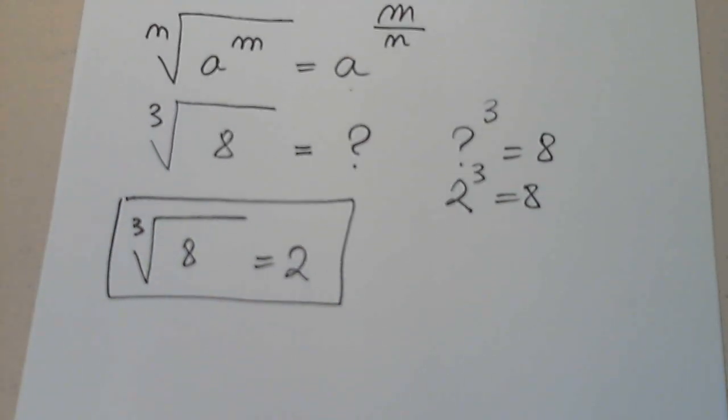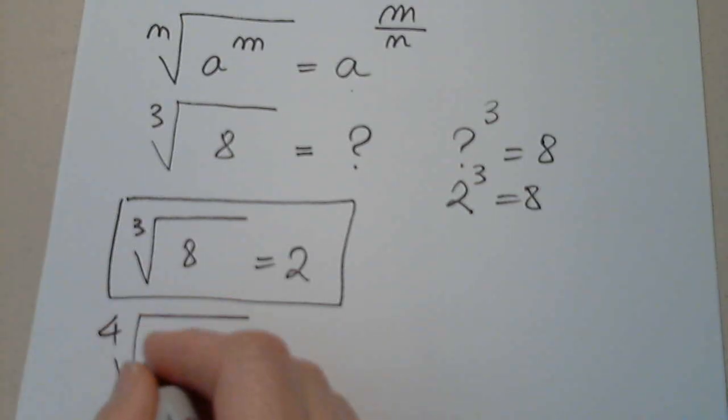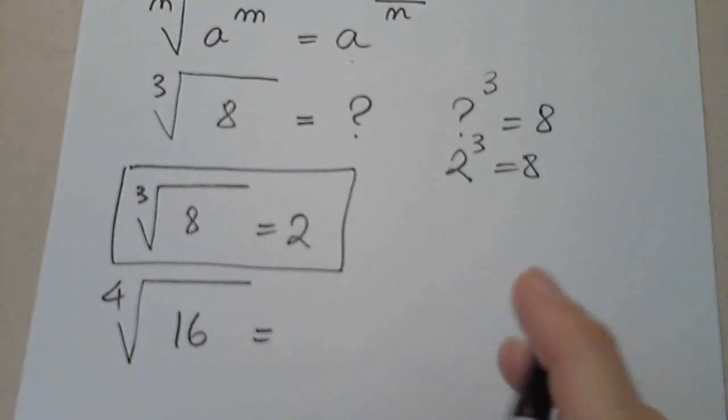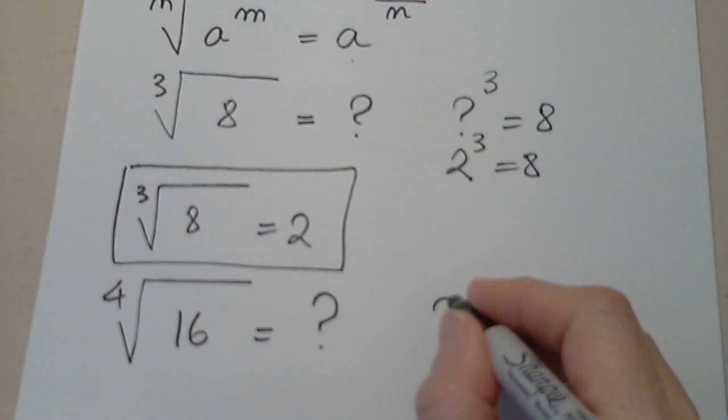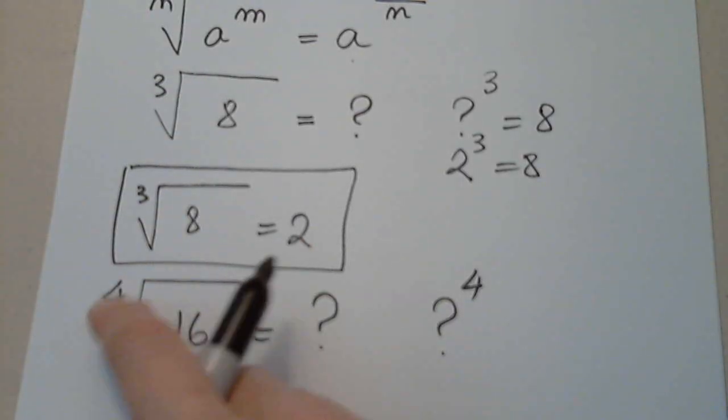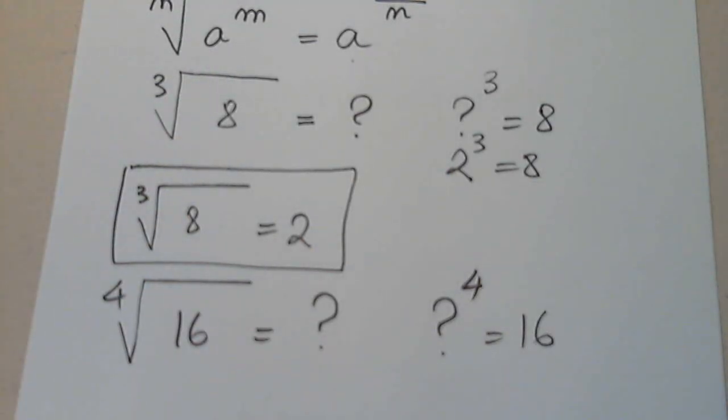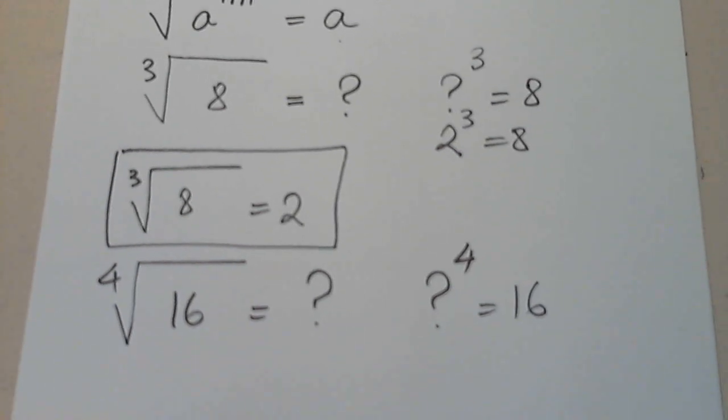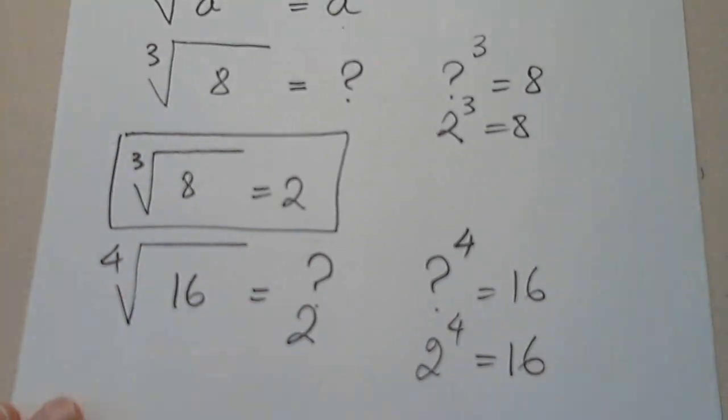Now what if I have the fourth root of 16? Same thing. I'm asked, what do I take to the fourth power to get 16? And the answer is also 2, because 2 to the fourth equals 16. And so on and so forth. So in this case, the cube root of 8 is 2.